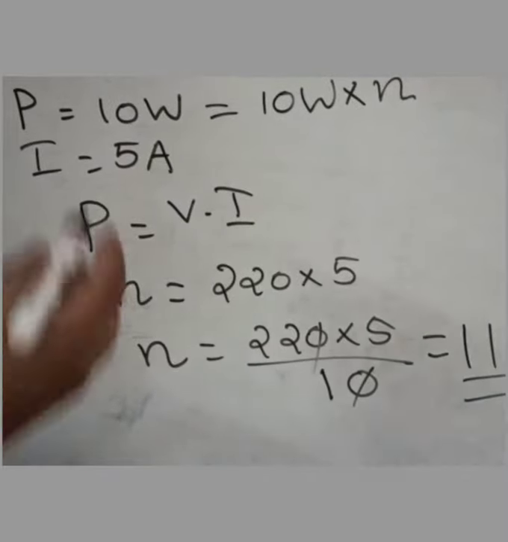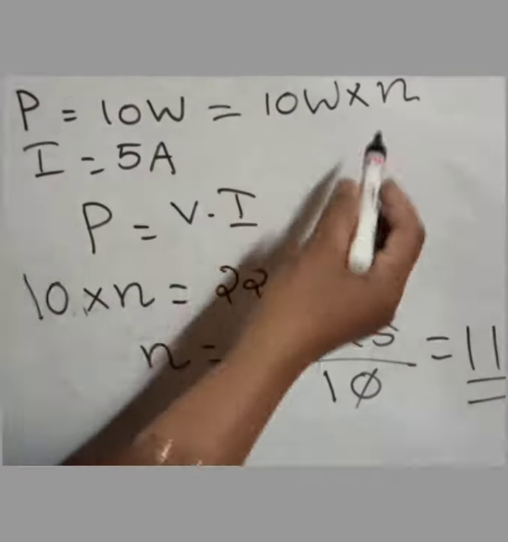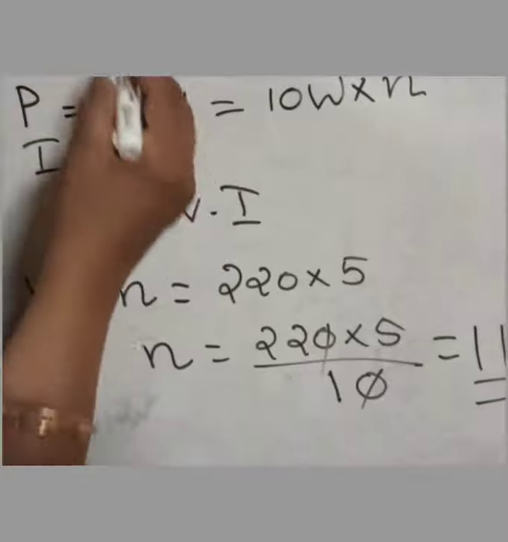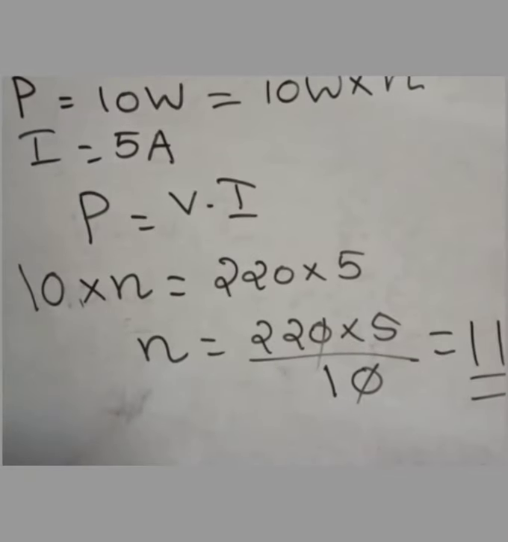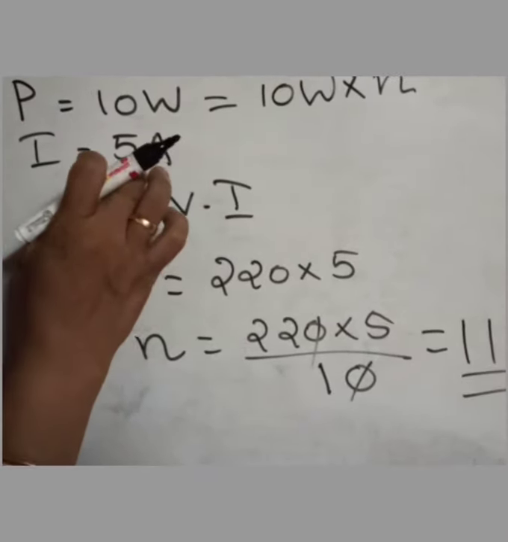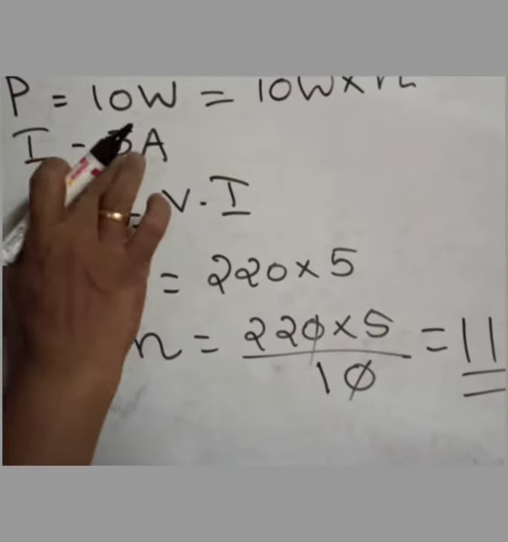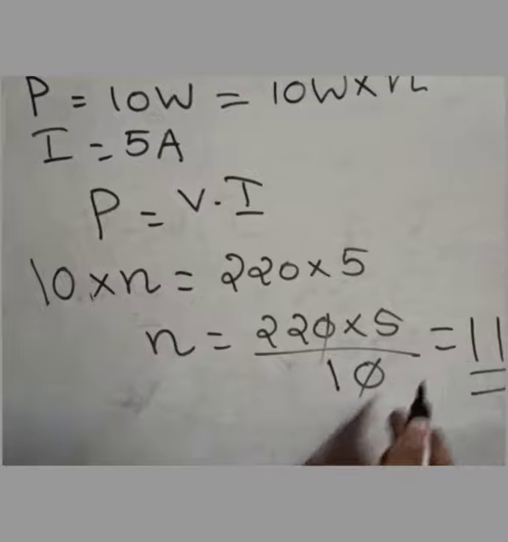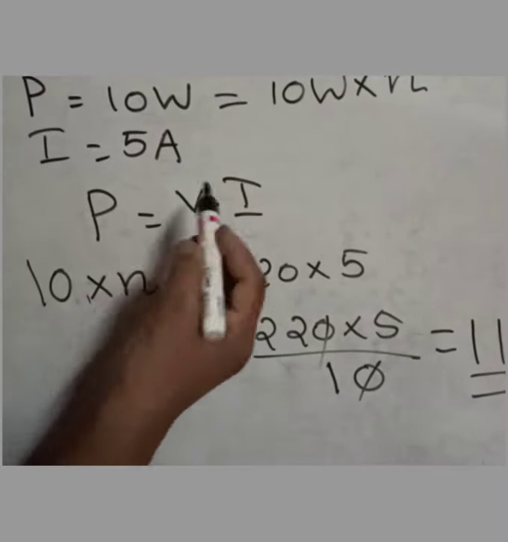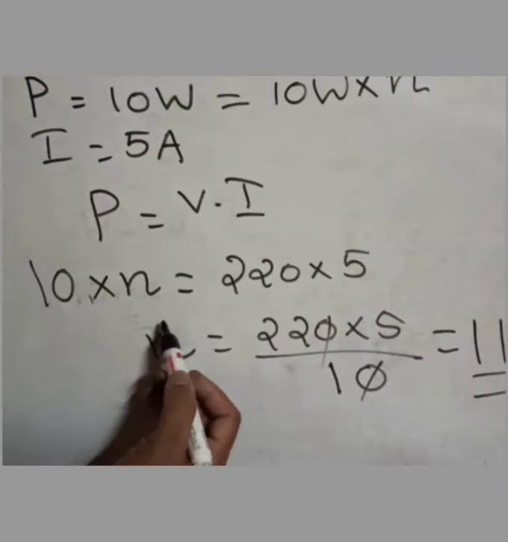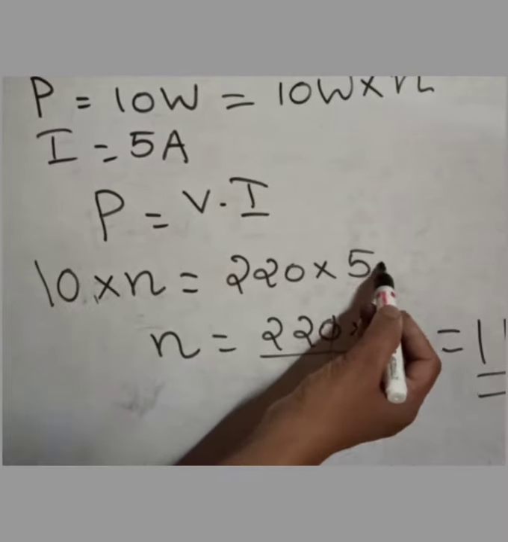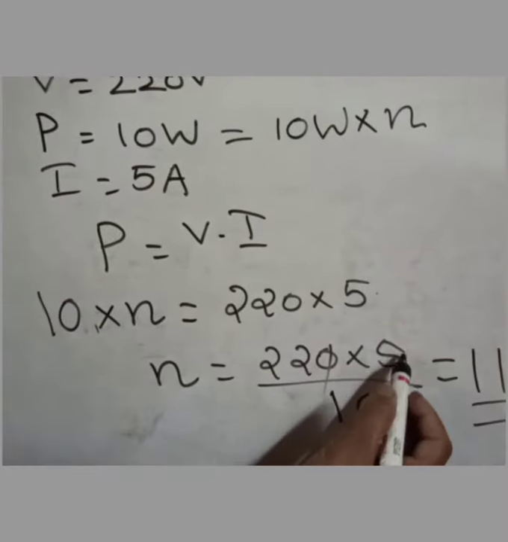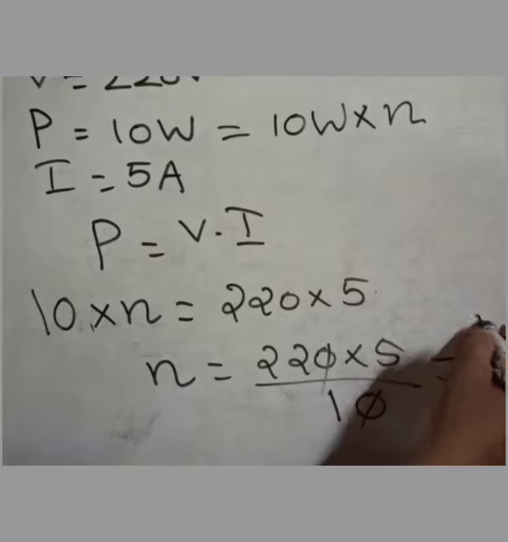110 bulbs of 10 watt should be connected in parallel, having a potential difference of 220 volt, and the maximum allowable current is 5 ampere. Okay, in this way you have to do it. If n number of bulbs is taken, 10n is equal to 220 into 5, n is equal to 220 into 5 by 10, 110 bulbs.